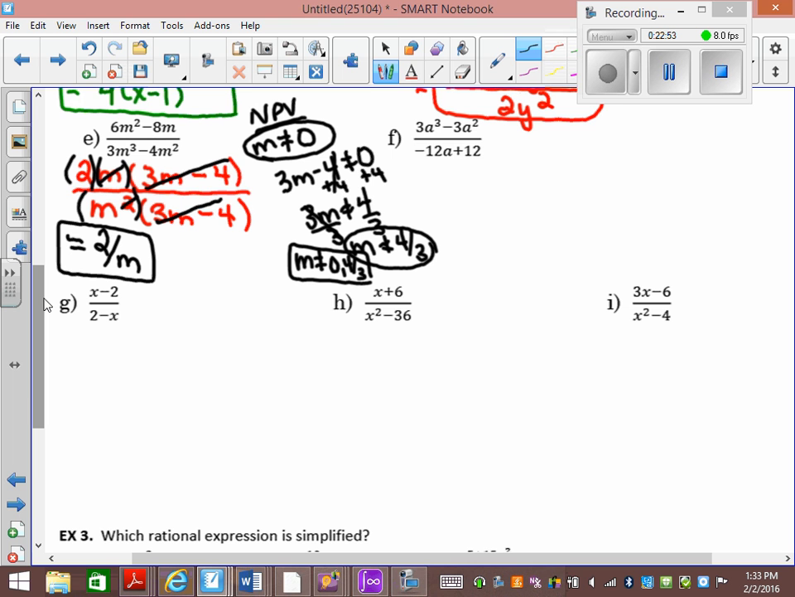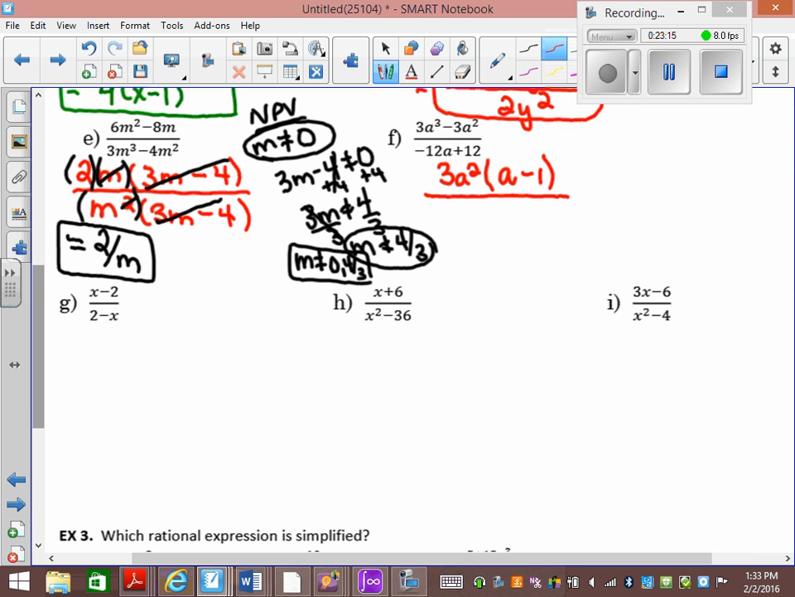F. Caitlin, what can I take out of F? The top, the numerator. 3a squared. So I can take a 3a squared out, and I'm left with 3a cubed divided by 3a squared, an a. And then negative 3a squared divided by 3a squared is minus 1.